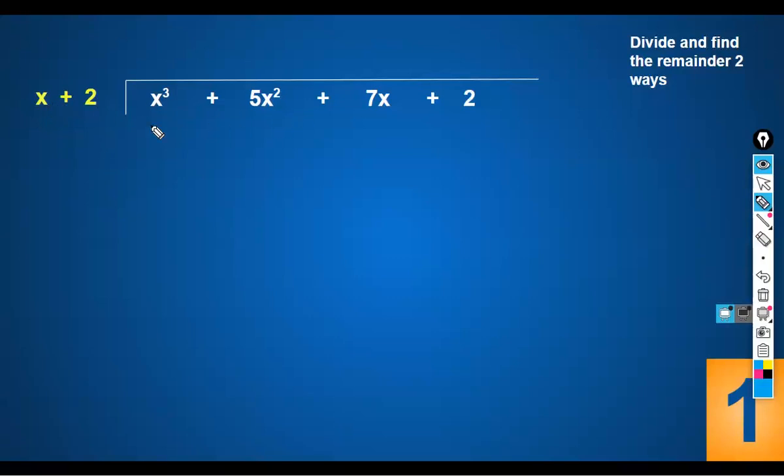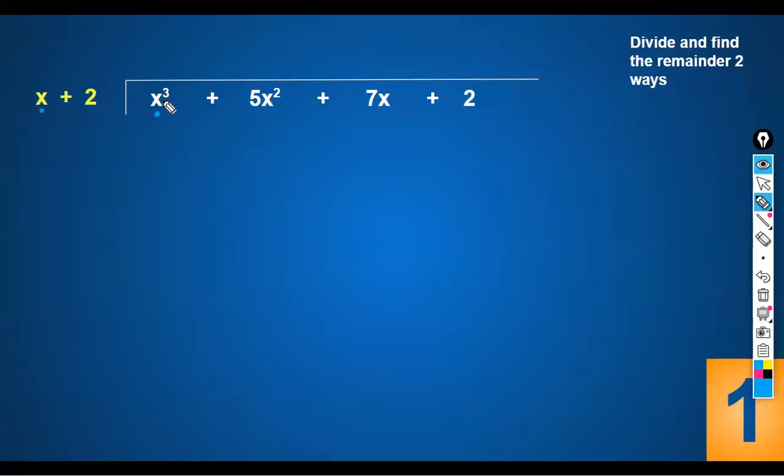Whenever you're dividing these two things, x plus 2, do me a favor, make sure the x comes first and the number comes after. If the examiner put it as 2 plus x, you switch it around so the x comes first and the 2 comes after. That's the best advice I can give. Pay attention to the first term and you will always be dividing by the x.